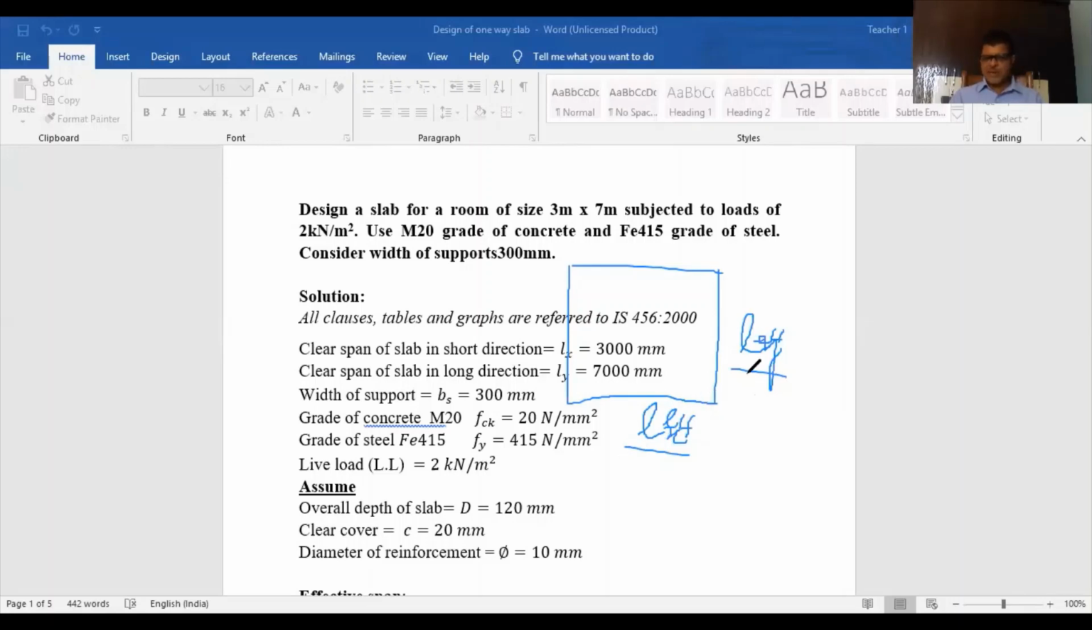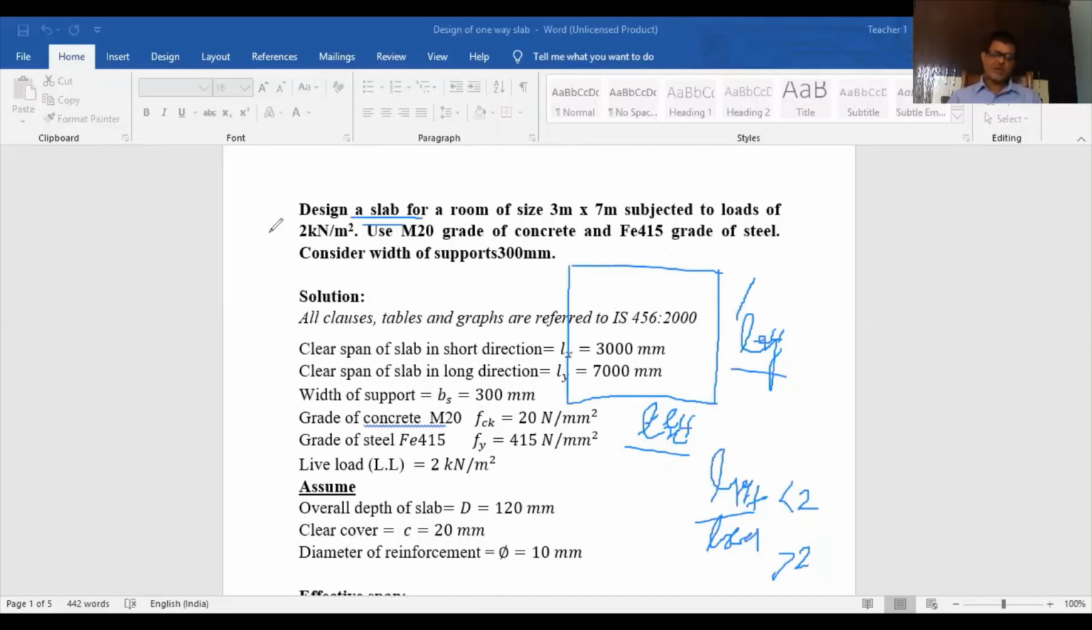Now, if you know the effective spans in the y direction and x direction, and Ly effective by Lx effective is less than 2, it is called a two-way slab. If it is more than 2, that is called a one-way slab. So first you have to confirm whether you are designing a one-way slab or a two-way slab from the dimensions of the room size. Once you know that, you can go for the design.